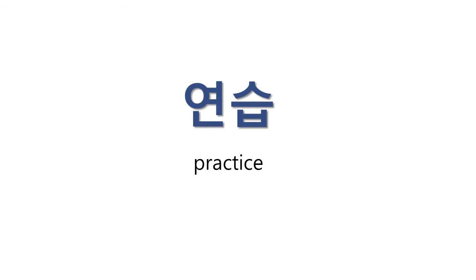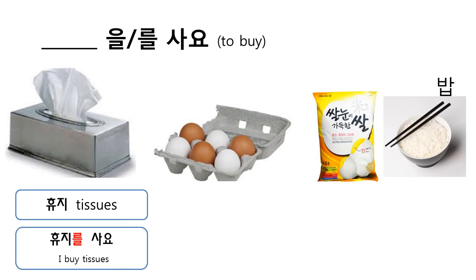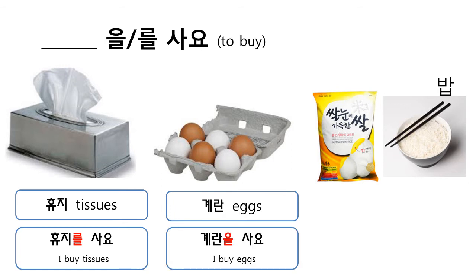Alright, let's have some time to practice. So tissue is 휴지, so we would say, 휴지를 사요. I am buying tissues or I buy tissues. Eggs is 계란 or 달걀. There's two words for eggs. So we say 계란을 사요. I am buying eggs. Rice, uncooked rice is 쌀, cooked rice is 밥.